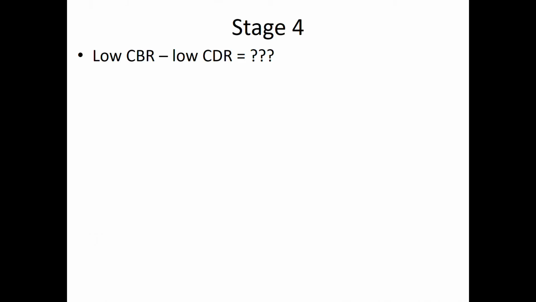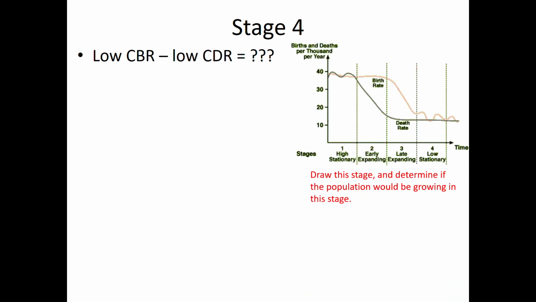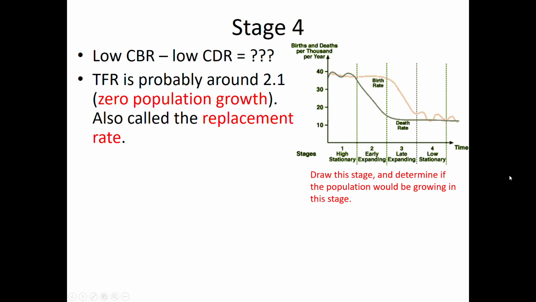Stage 4 then is going to be our second to last stage. This is when the birth rate and the death rate are essentially even. So just like in stage 1, you end up seeing that there's no growth. Birth and death rate are even, so you see no growth. This is also going to have a TFR of around 2.1.